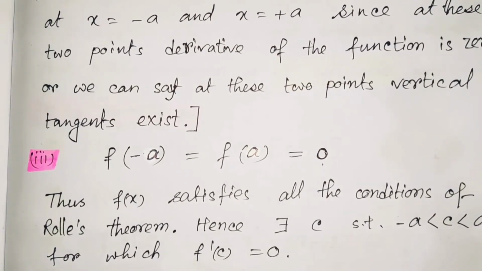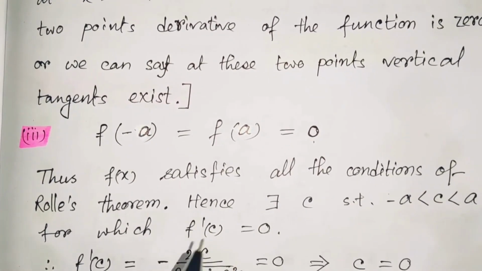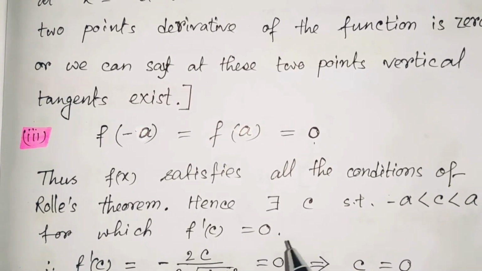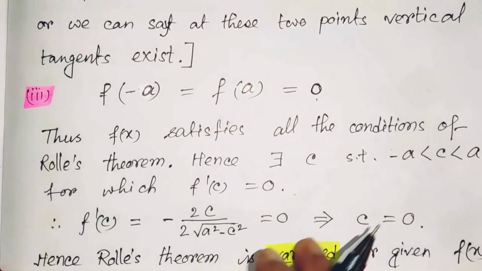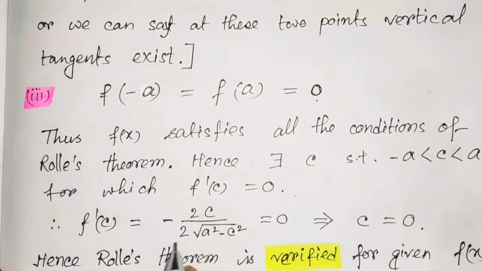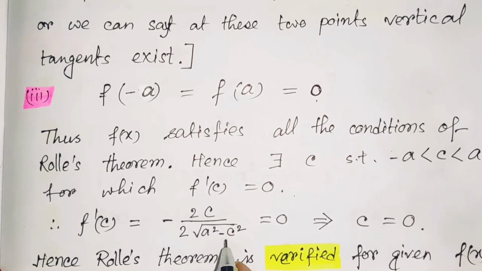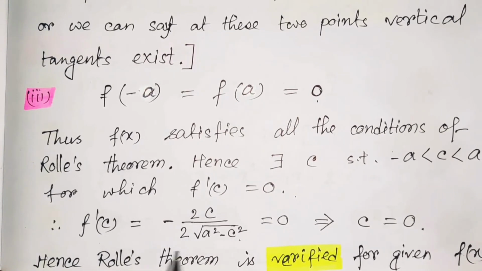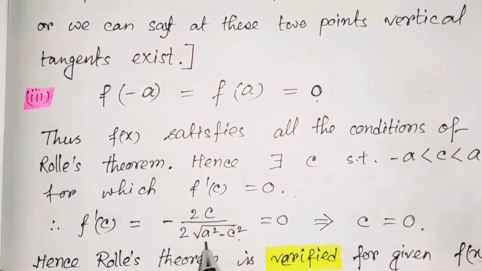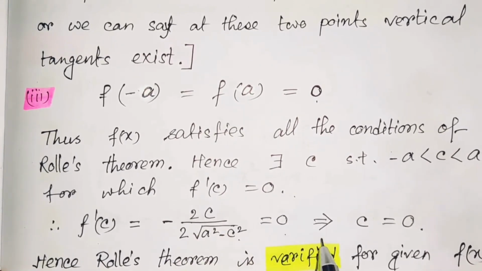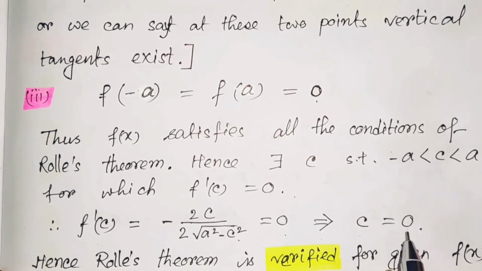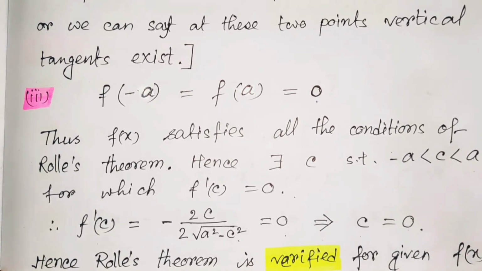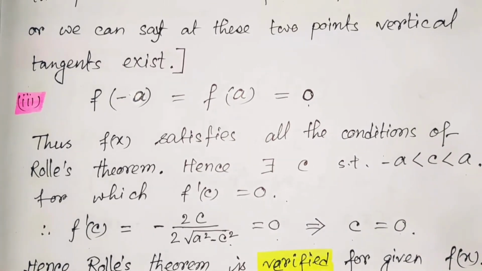Thus all the 3 conditions of Rolle's theorem are verified, and hence we can say there exists a point C for which f'(C) equals 0. The derivative of the given function is minus 2x divided by 2 root over a square minus x square. If we substitute C instead of x and equate to 0, it gives us the value C equals 0. So 0 definitely lies between minus a and plus a. Hence we can say Rolle's theorem is verified for this given function also.